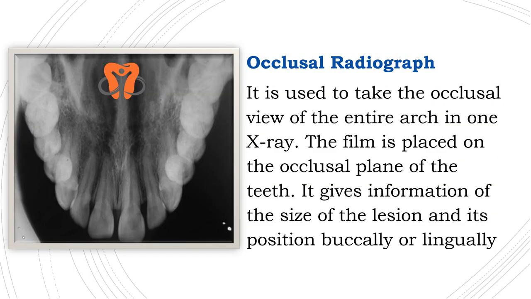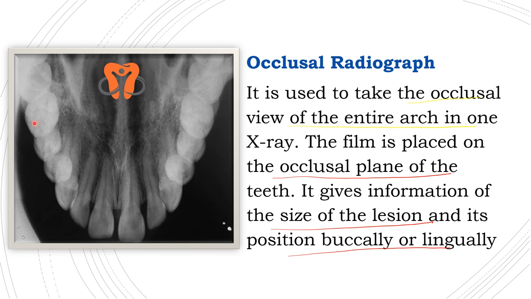The occlusal radiograph is used to take the occlusal view of the entire arc in one X-ray. The film is placed on the occlusal plane of the teeth. It gives the information of the size of the lesion and its position buccally or lingually.